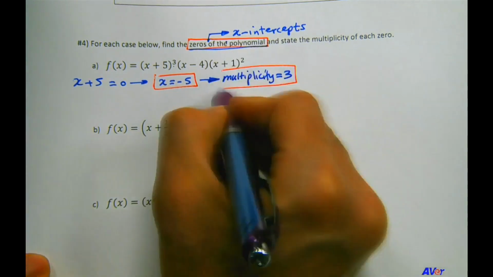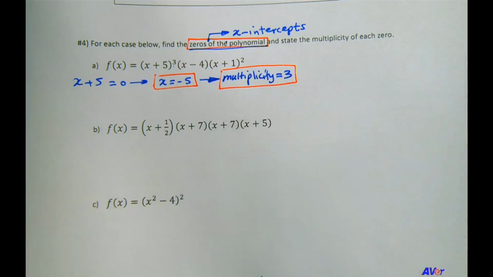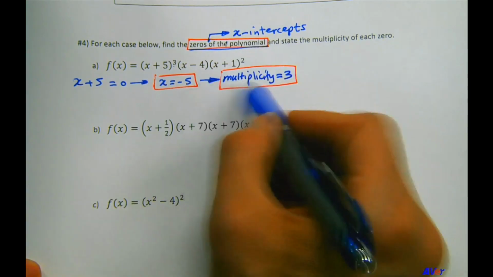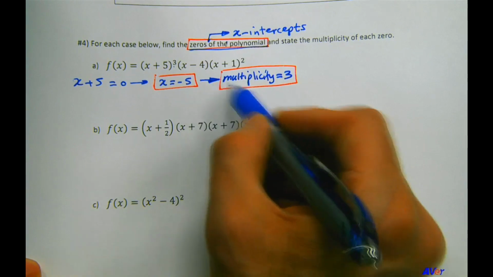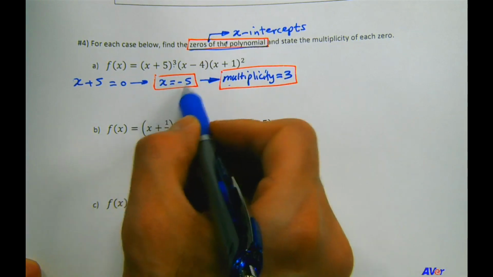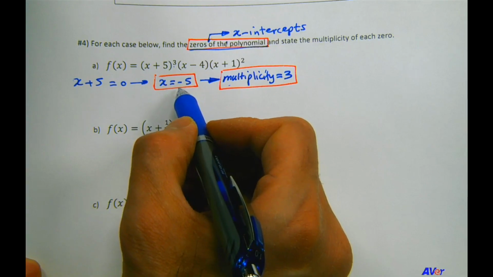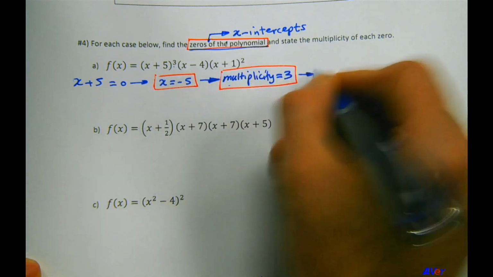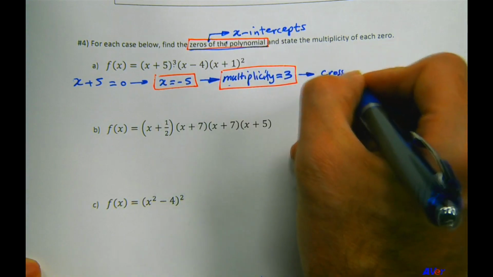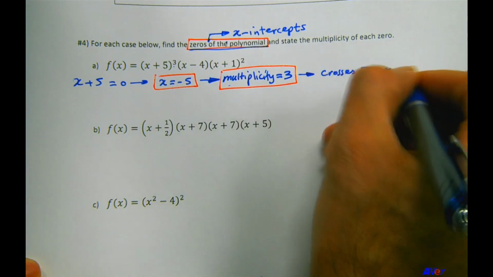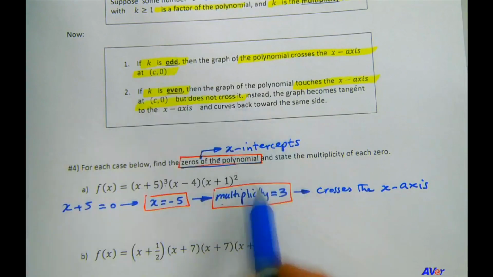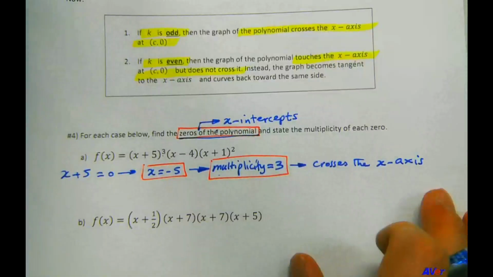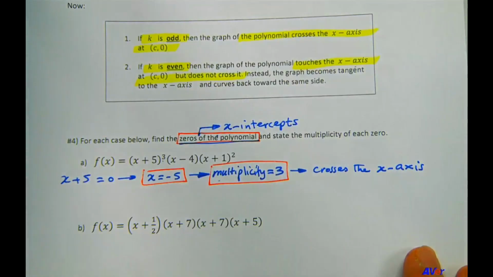Right? That's the power. And then, like I asked you, do you think the graph of the polynomial crosses the x-axis at this point, at -5, 0, or not? Or will it bounce back? Will it not cross? It's odd multiplicity, so it must cross the x-axis. Okay, just like what we said. If the power is odd, the graph will cross the x-axis.